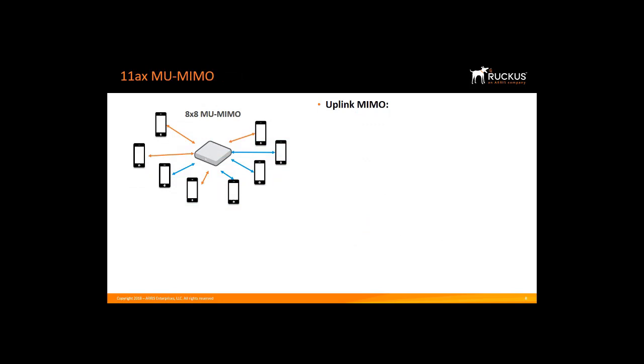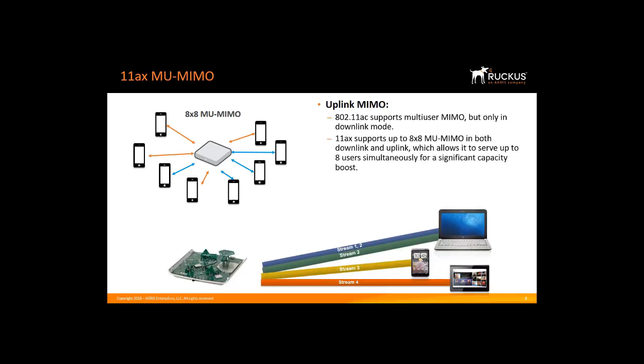OFDMA also works in tandem with multi-user MIMO. The gist of this is that multi-user MIMO allows an AP to address multiple devices simultaneously instead of one at a time sequentially. Multi-user MIMO was introduced in 11AC, but only in the downlink mode. 11AX supports up to 8x8 multi-user MIMO in both downlink and uplink modes, which allows it to serve up to 8 users simultaneously for a significant capacity boost. Multi-user MIMO also benefits the performance of legacy devices such as 802.11ac Wave 2 and older devices to improve every device's experience.